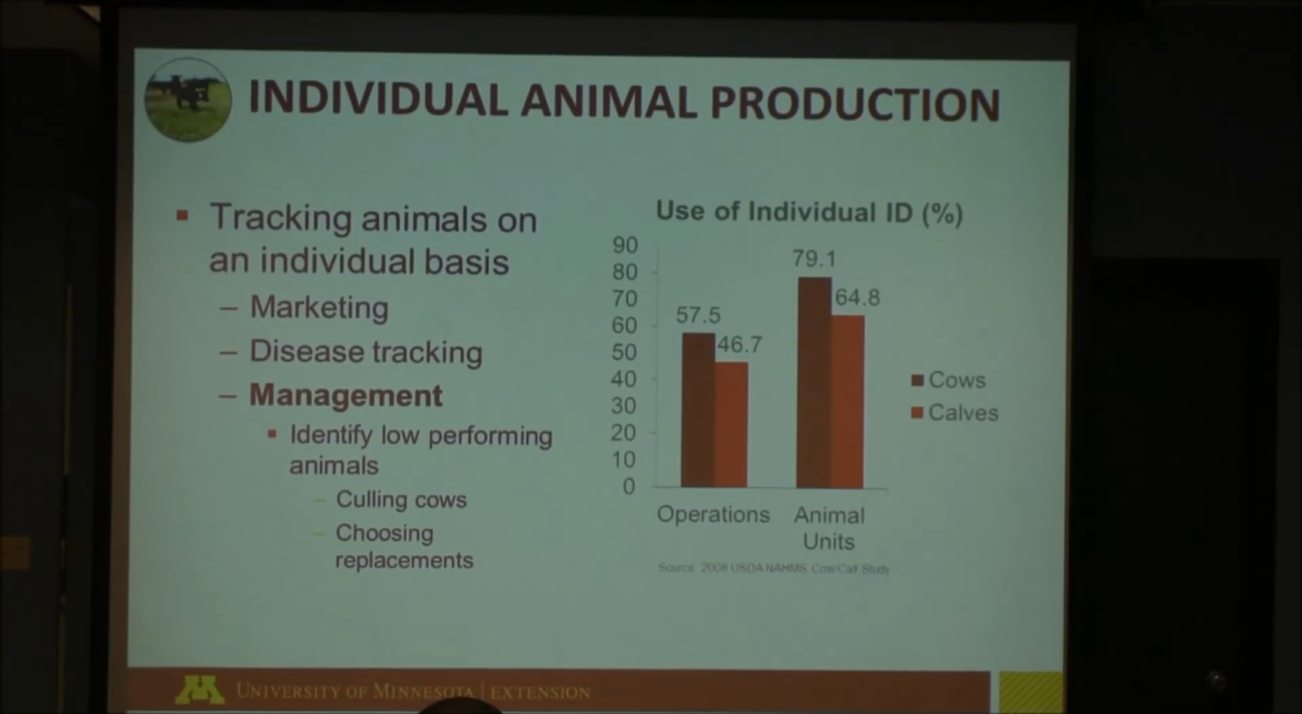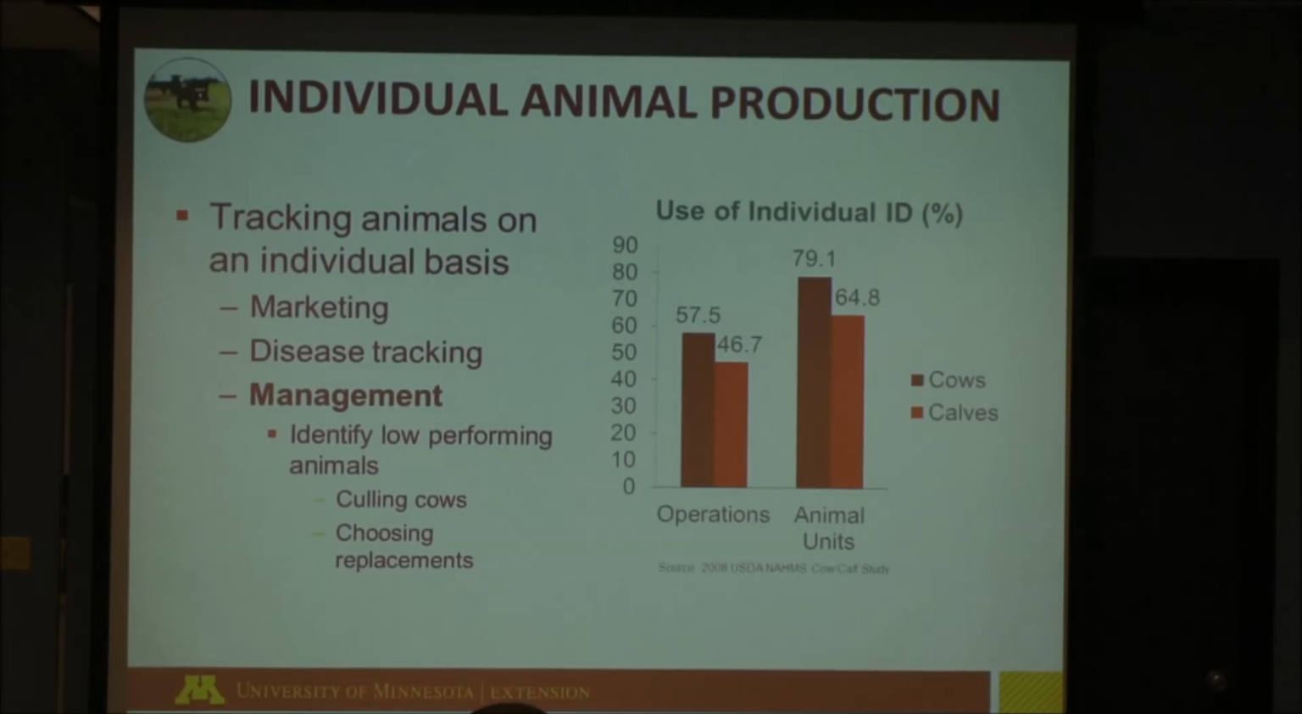All right, moving on to individual animal production. There's a couple different reasons we might want to keep individual records. One could be marketing. Increasingly we have buyers that are interested in receiving more information, down to information on the individual calf. So if we keep individual records, we might open up some value-added marketing channels. Another one would be disease tracking, like we heard about this morning. But for the purposes of our discussion, we're really interested in how individual records can improve management.